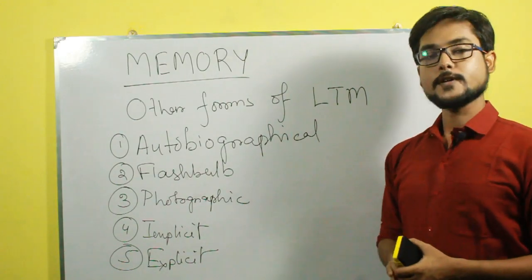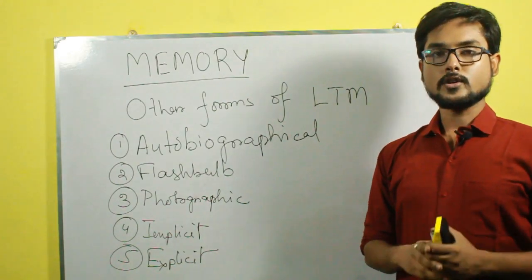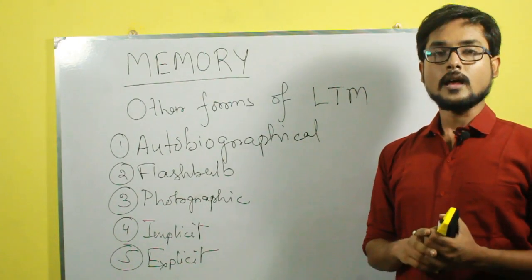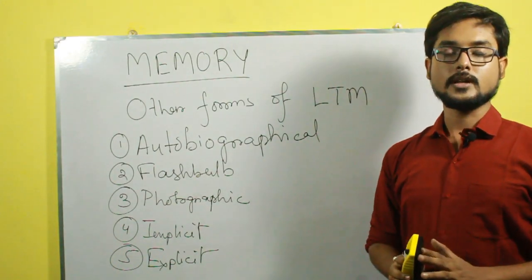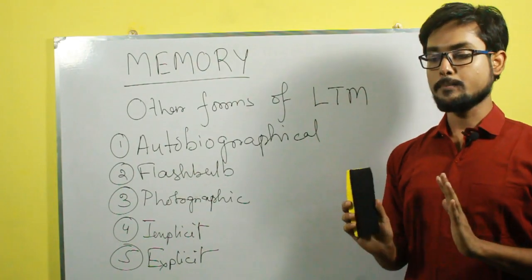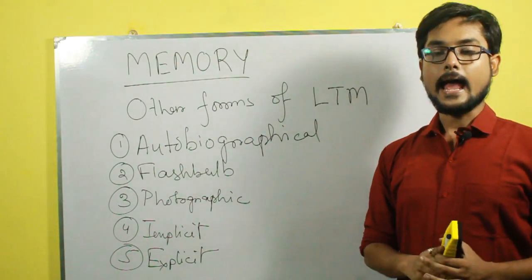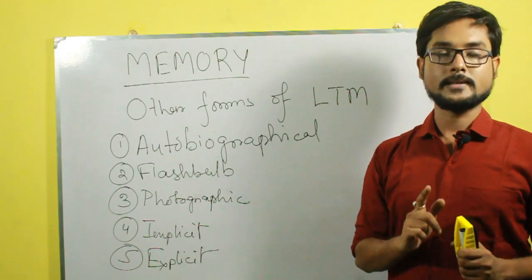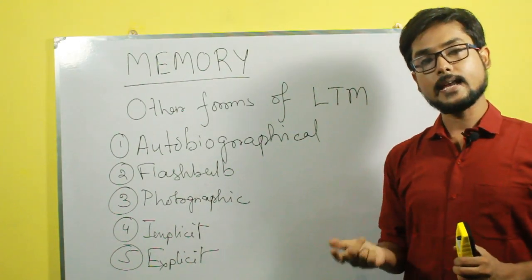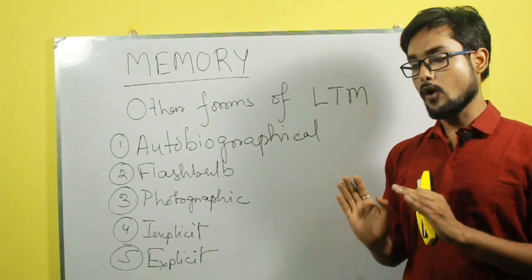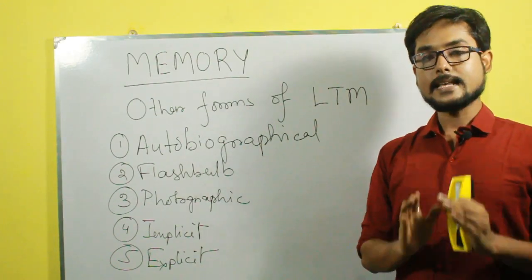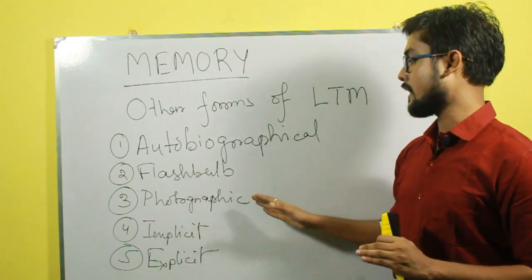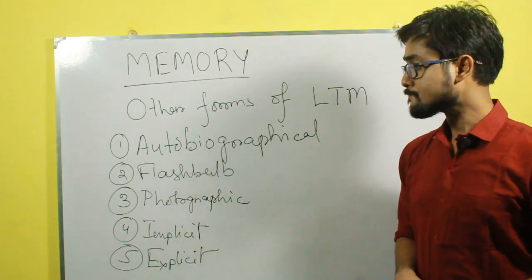Next, photographic memory. Photographic memory can be explained with an example. If we give an individual a photograph or a particular page of a book and they see that page or photograph just once and later they can recall that page or the photograph exactly just the way it was, that memory will be known as the photographic memory.